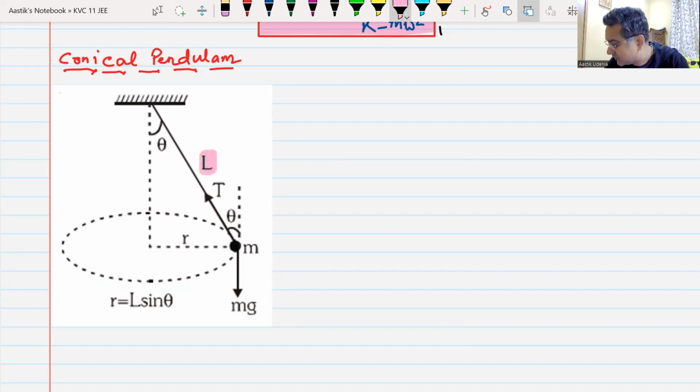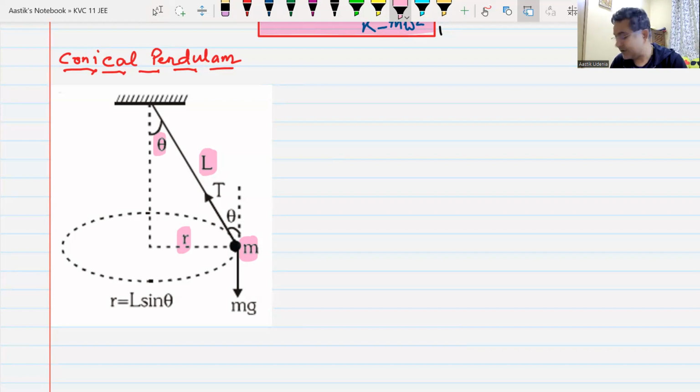This is L. L is the length of the pendulum. I hope you understand this. Theta is the angle that this pendulum makes with the vertical. R is the radius of the circle. M is the mass of the block which is attached to the pendulum.